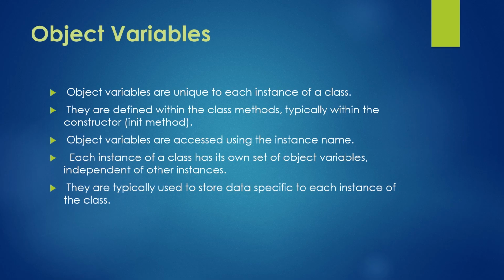Let's see what object variables are. Object variables are unique to each instance of a class. They are defined within the class methods, typically within the constructor. Object variables are accessed using the instance name. Each instance of a class has its own set of object variables, independent of other instances. They are typically used to store data specific to each instance of a class.